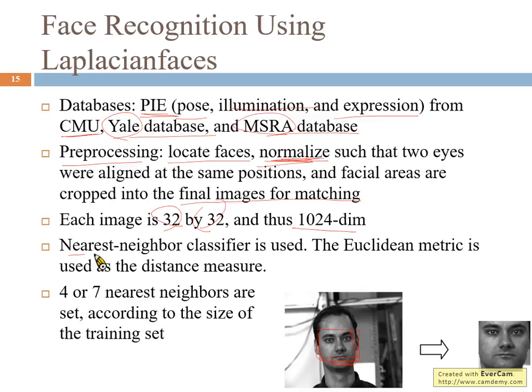Then they use a nearest neighbor classifier, and the Euclidean metric is used as the distance measure to construct the neighboring graph. Four or seven nearest neighbors are set according to the size of the training set.